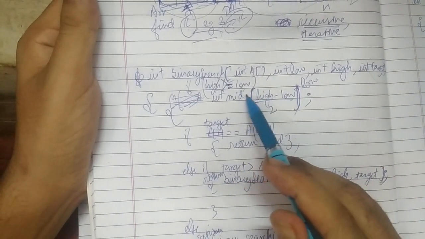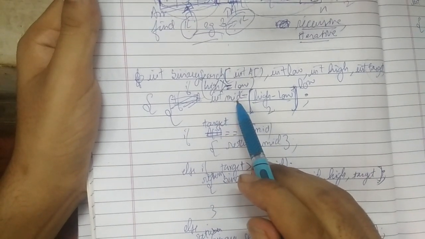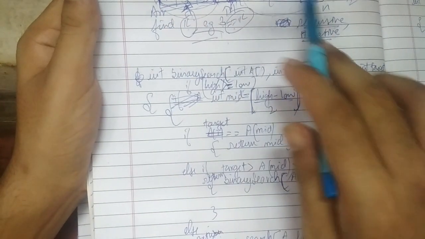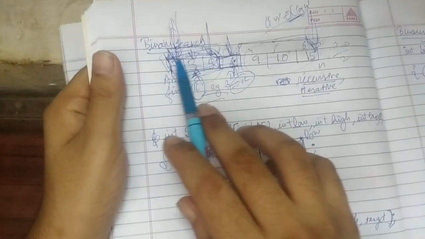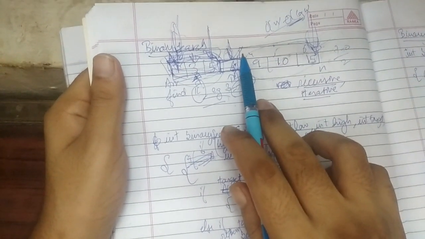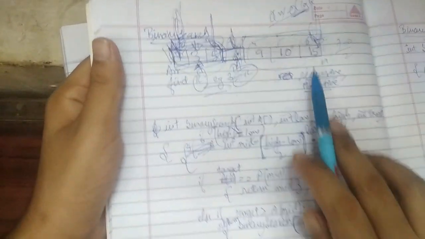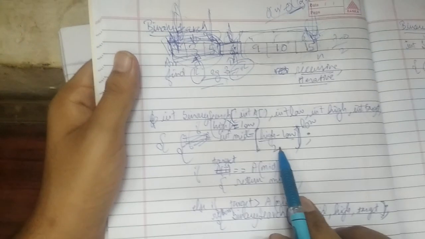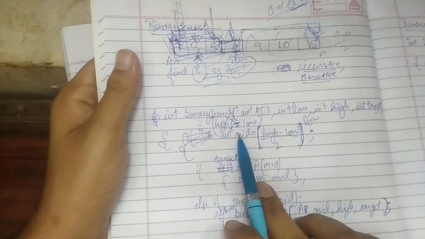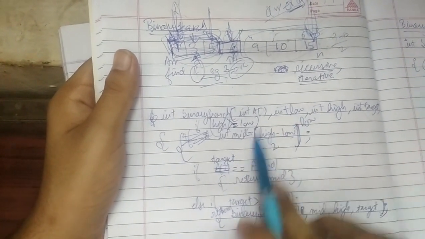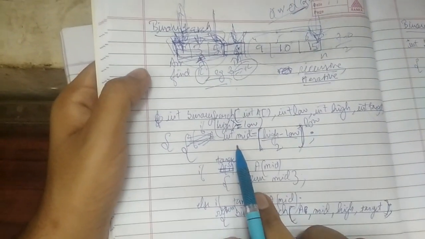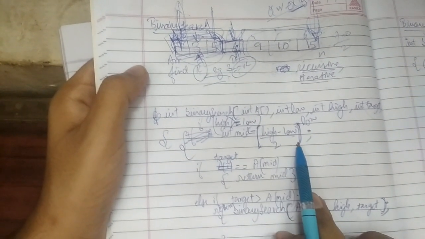Now let's see what the algorithm is. First we calculate the middle element. We have two extremes, low and high. We first calculate the middle index. We calculate the middle index using this: high minus low by 2 plus low. This gives us the middle index. We do it this way because it prevents an overflow condition. So we calculate mid using this formula.